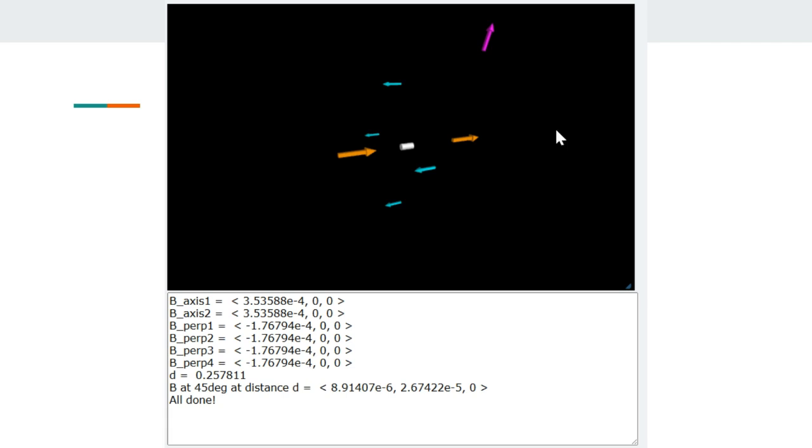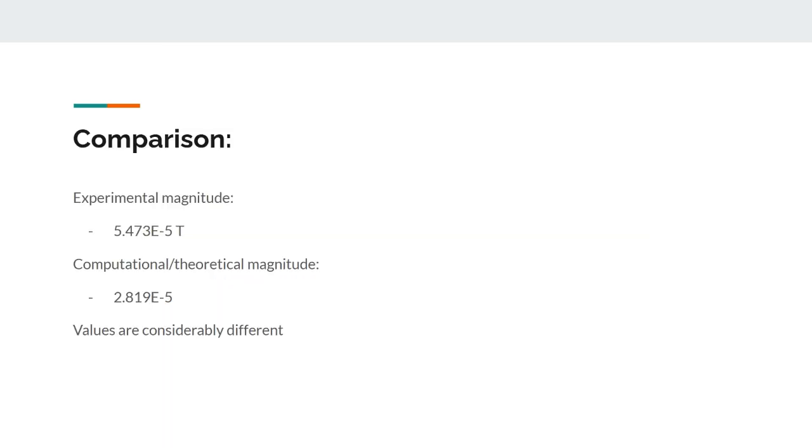And this was the results of our lab. We found that B axis was greater than the B perpendicular, and it was a little bit stronger. It was stronger, and it was in the opposite direction. D perp was in the negative direction, and you can see the purple d perp over here. And then our experimental magnitude was 5.473 e to the negative fifth, and our computational was 2.819 e to the negative fifth. So they were considerably different.